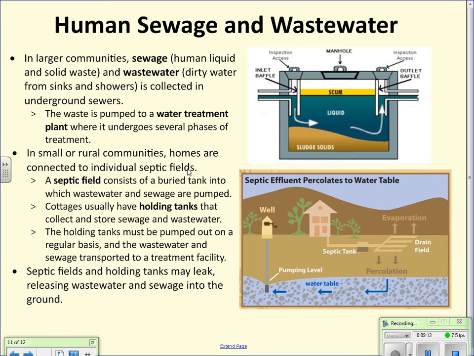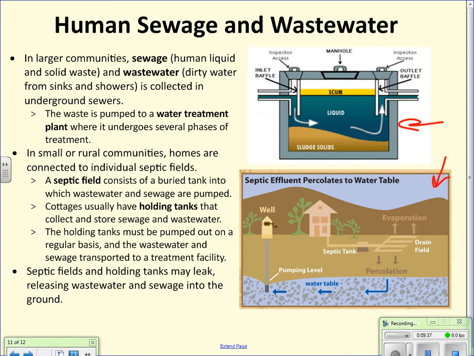So human sewage and wastewater, that's another big issue. Large communities use sewage systems, and the wastewater is collected in underground sewers. In smaller rural communities, they use septic fields and septic tanks. And these are some examples of, this is a septic tank here and sort of how it works. And this is a septic field.